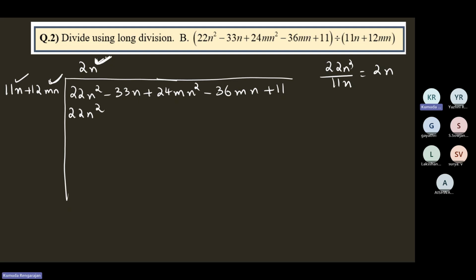You'll have to multiply whatever term you place in the quotient. So here it is 2n. You need to multiply 2n with every term in the divisor. Multiply the term which you have placed in the quotient with every term in the divisor. The divisor has two terms. Multiply 2n with both the terms and write the result here.